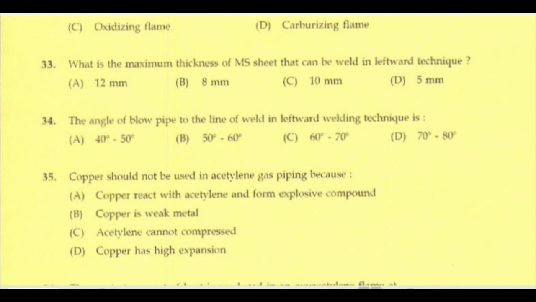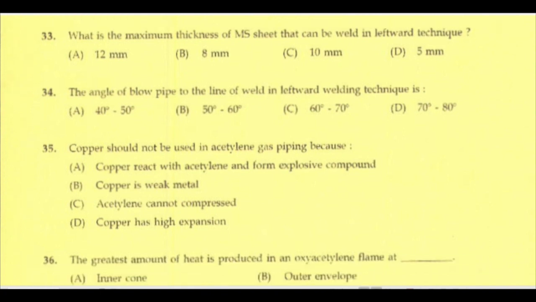Next, copper should not be used in acetylene gas pipe because it will form copper acetylide. Copper reacts with the acetylene and forms copper acetylide, which is very explosive also. That's the right answer.